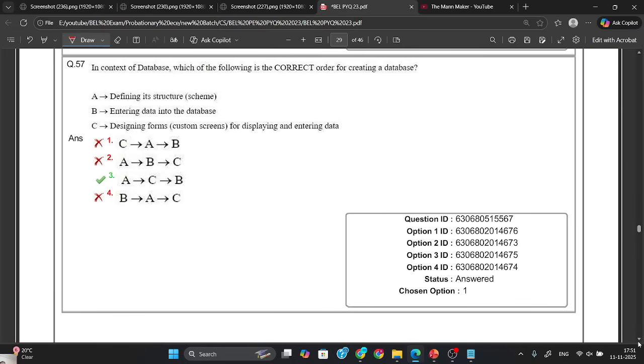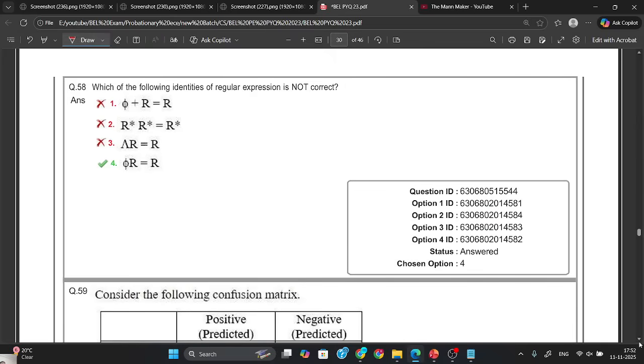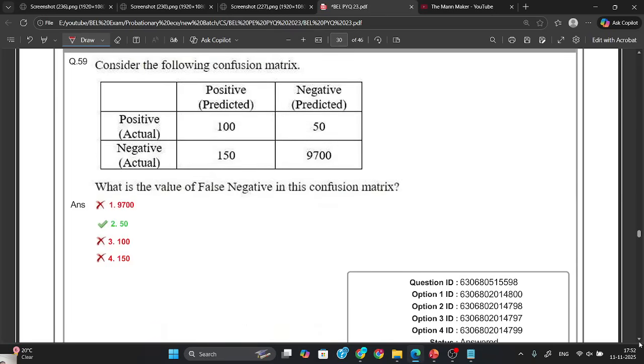Okay. Now in the context of database, which of the following is the correct order for creating a database? Okay. So first it will define its structure, then it will create forms, then it will enter data into a database. So option C is your right answer. Okay. Which of the following identities of regular expression is not correct? So this one you can see is not correct. So option 4 is your right answer.